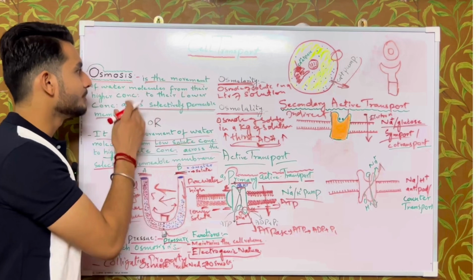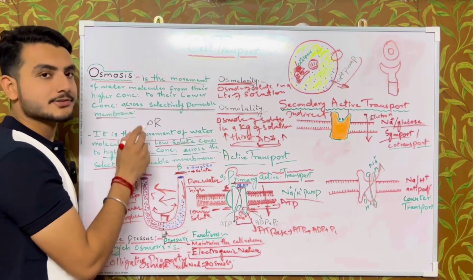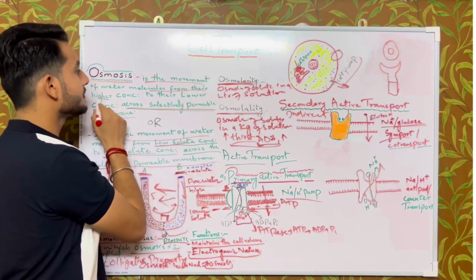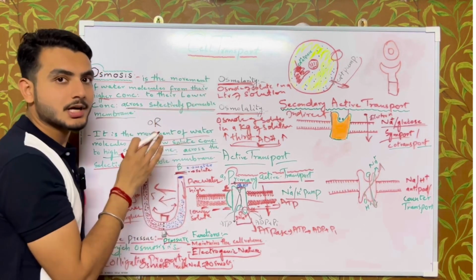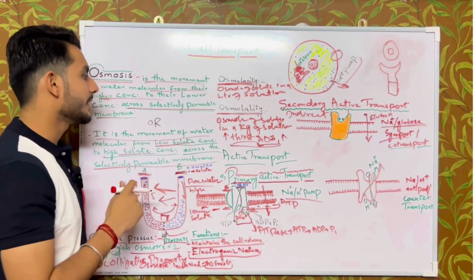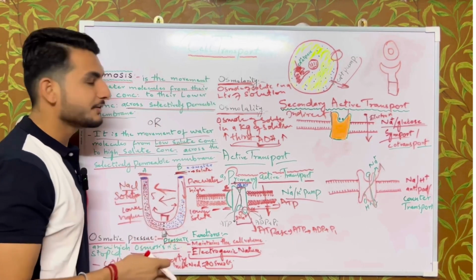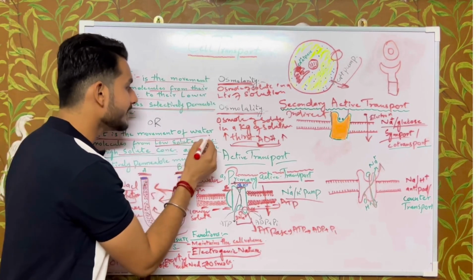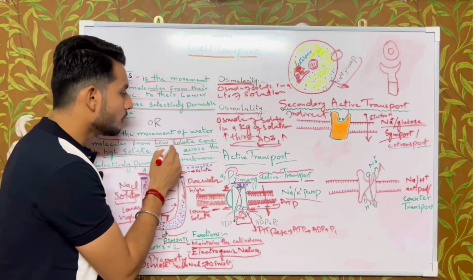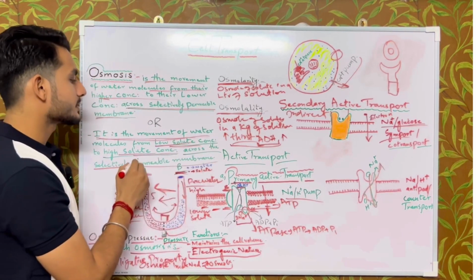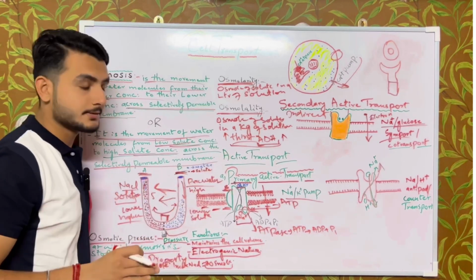So you must ask what osmosis actually is. It is the movement of water molecules from their higher concentration to their lower concentration across a semi-permeable membrane or selectively permeable membrane. We have got another definition as well, which tells it is the movement of water molecules from low solute concentration to the high solute concentration across a selectively permeable membrane.